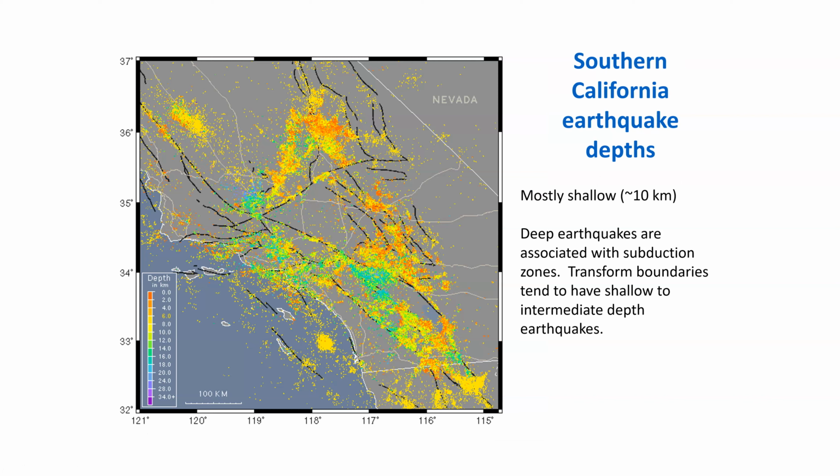Here's a look at some of the earthquakes that have occurred. So the deep earthquakes are associated with subduction zones, and then transform plate boundaries generally have shallow to intermediate depth earthquakes. So most of these are actually fairly shallow. We're not seeing a whole lot of intermediate or deep earthquakes at this time.